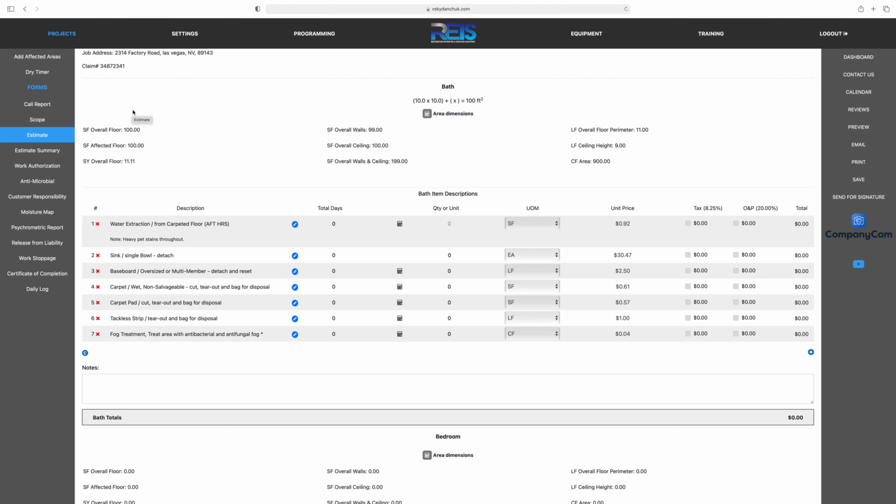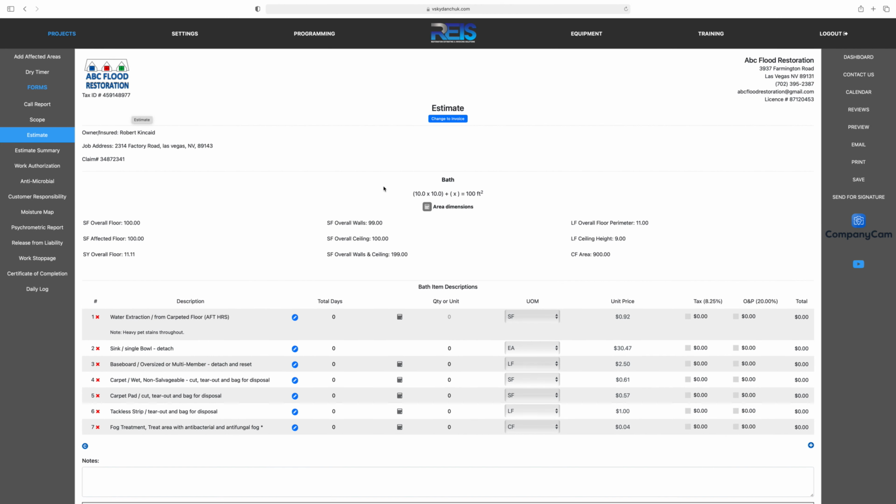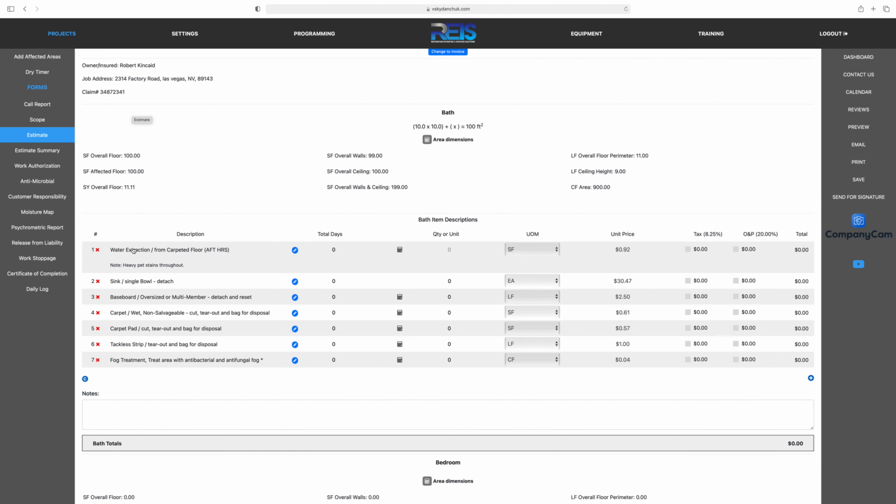In this training video, we'll be going over your quantity or unit calculator. So we are in an estimate right now, but we want to get these line items calculated for their quantity or unit. Here's some carpeted floor where there was some water extraction. If you happen to know how much water you extracted, put it in there. You're done. Or if you want to do it a different way, you can use the calculator.